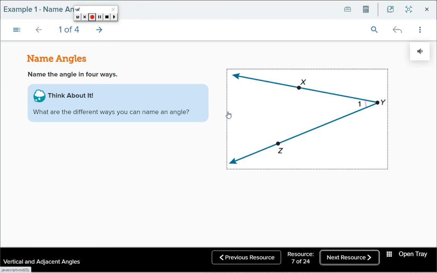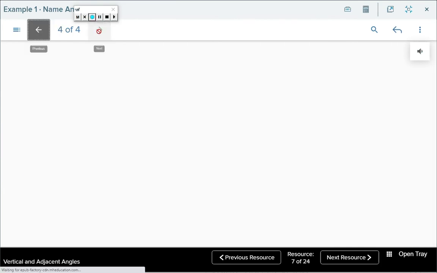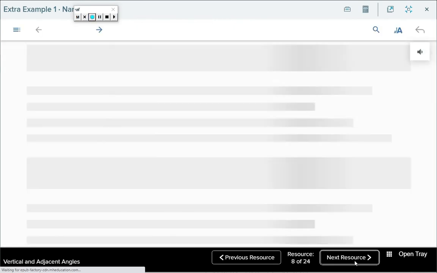What's one way? Angle 1. What's another one? Come on, class, what's another one? Angle Y. Okay, what's another one? Angle XYZ or angle ZYX. Good. If I use those points in addition, I have to include this Y, the vertex, in the middle. Okay, good. Does that make sense to everybody? All right, we don't need to spend time on that. That's easy stuff.